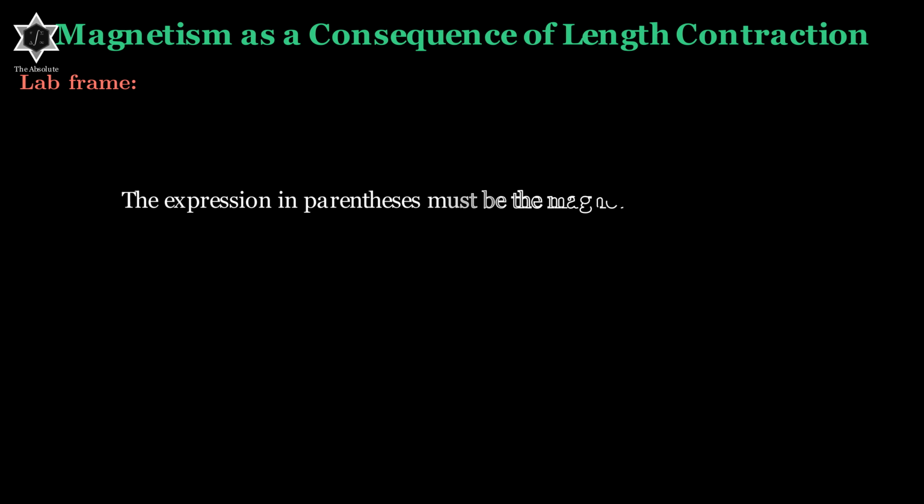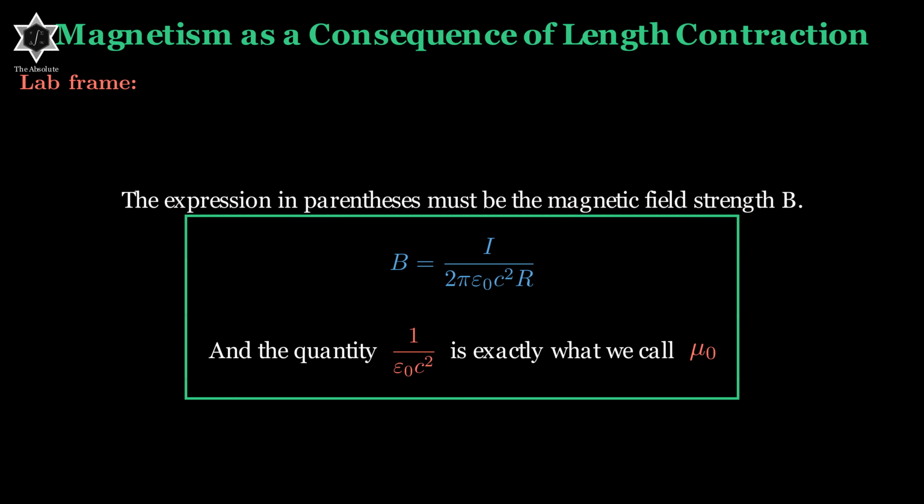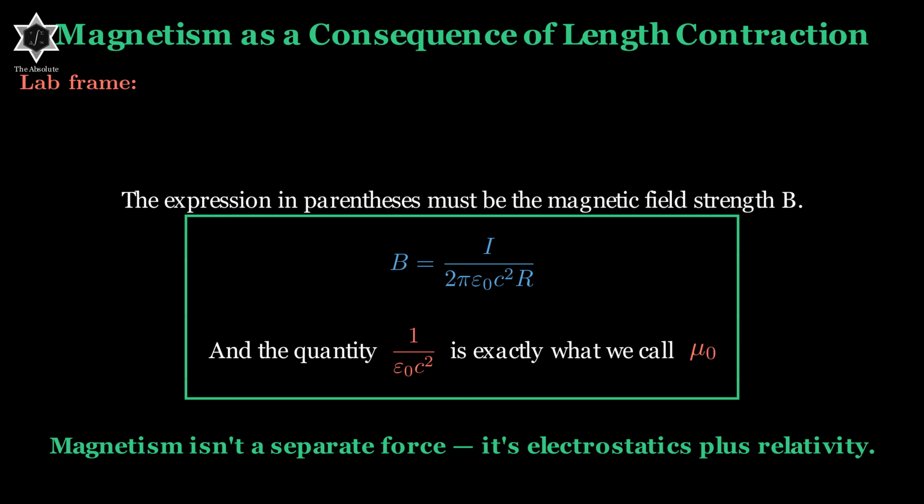The expression sitting in those parentheses has to be the magnetic field strength, B. And notice, the quantity 1 over epsilon naught c squared is exactly what we usually call mu naught. So magnetism isn't some separate force of nature. It's just electrostatics, combined with relativity.